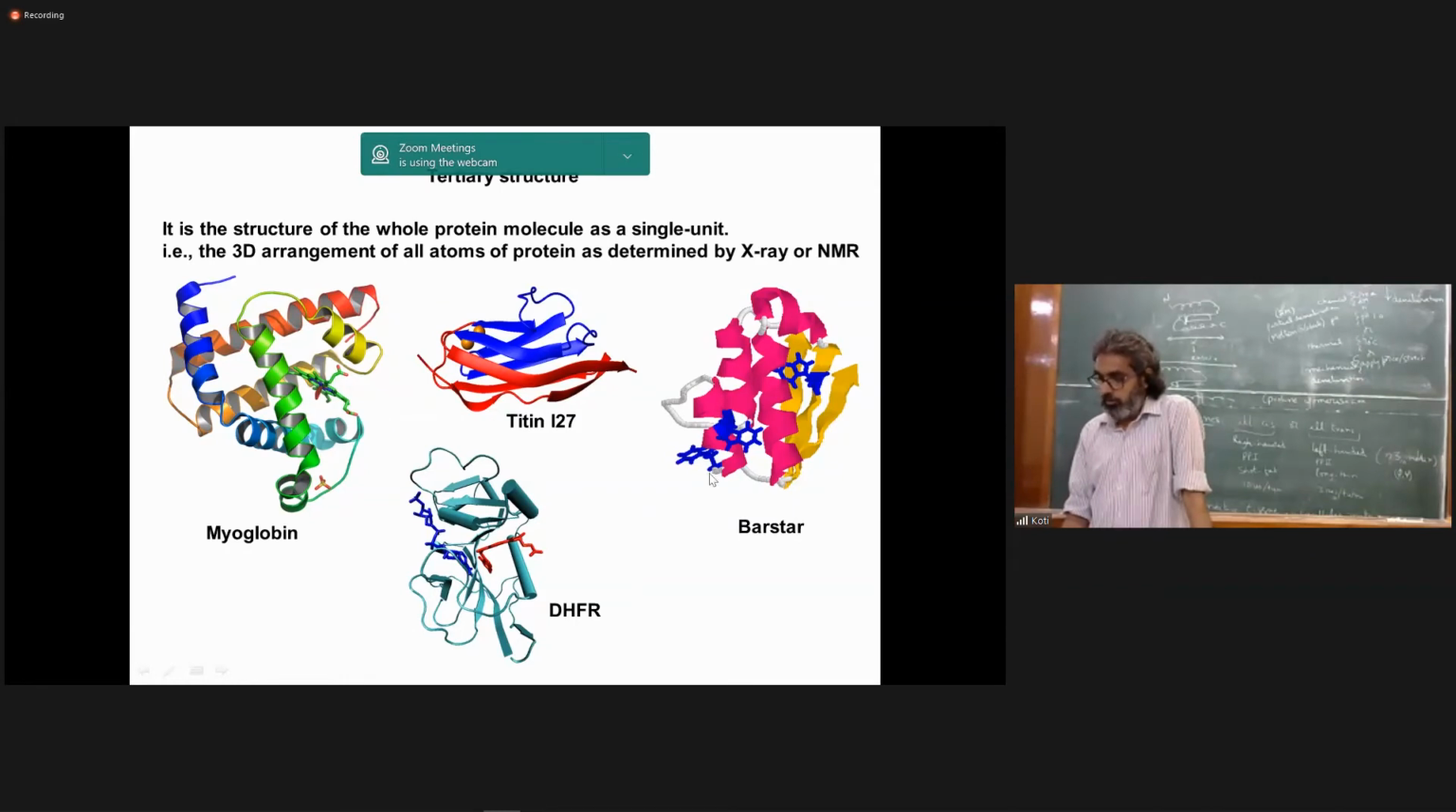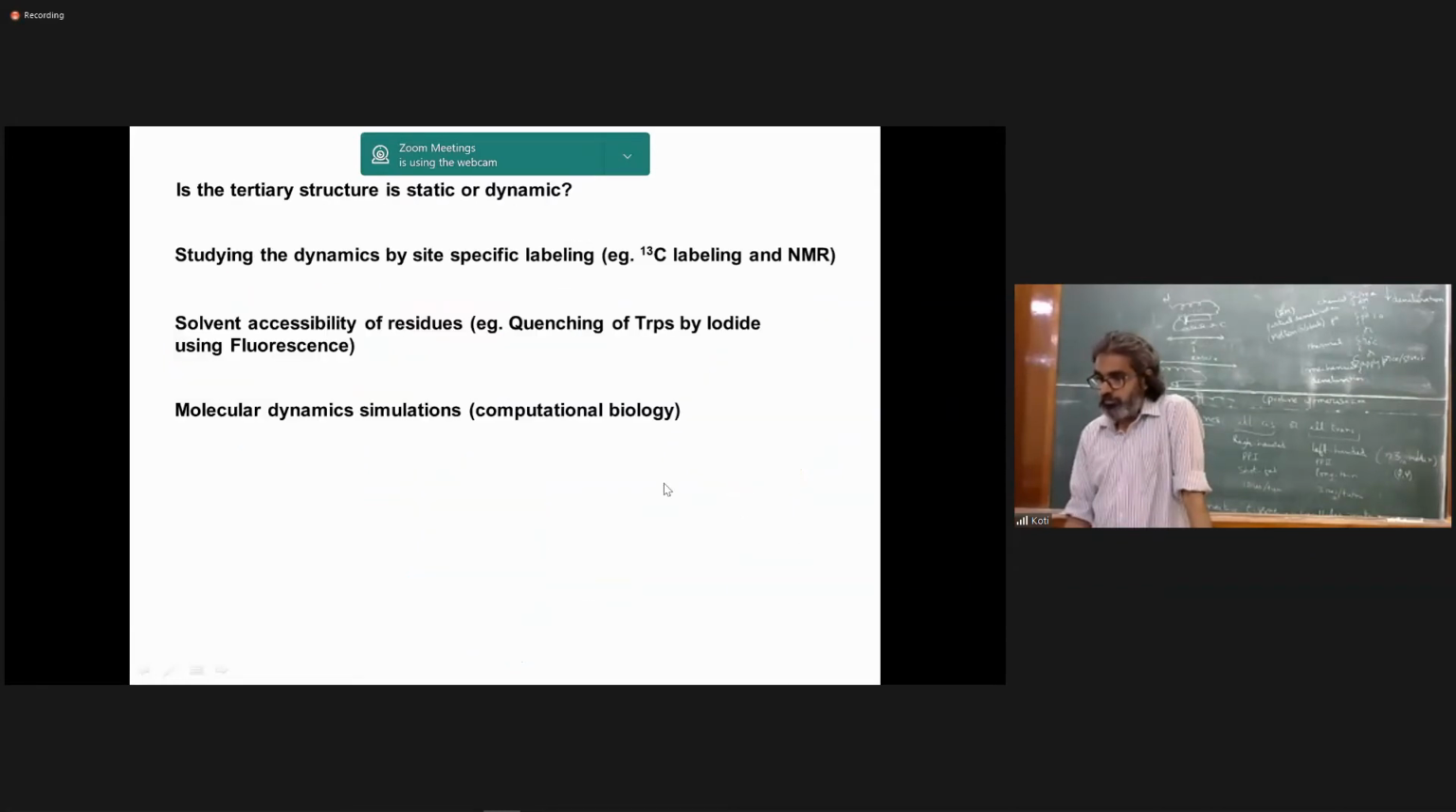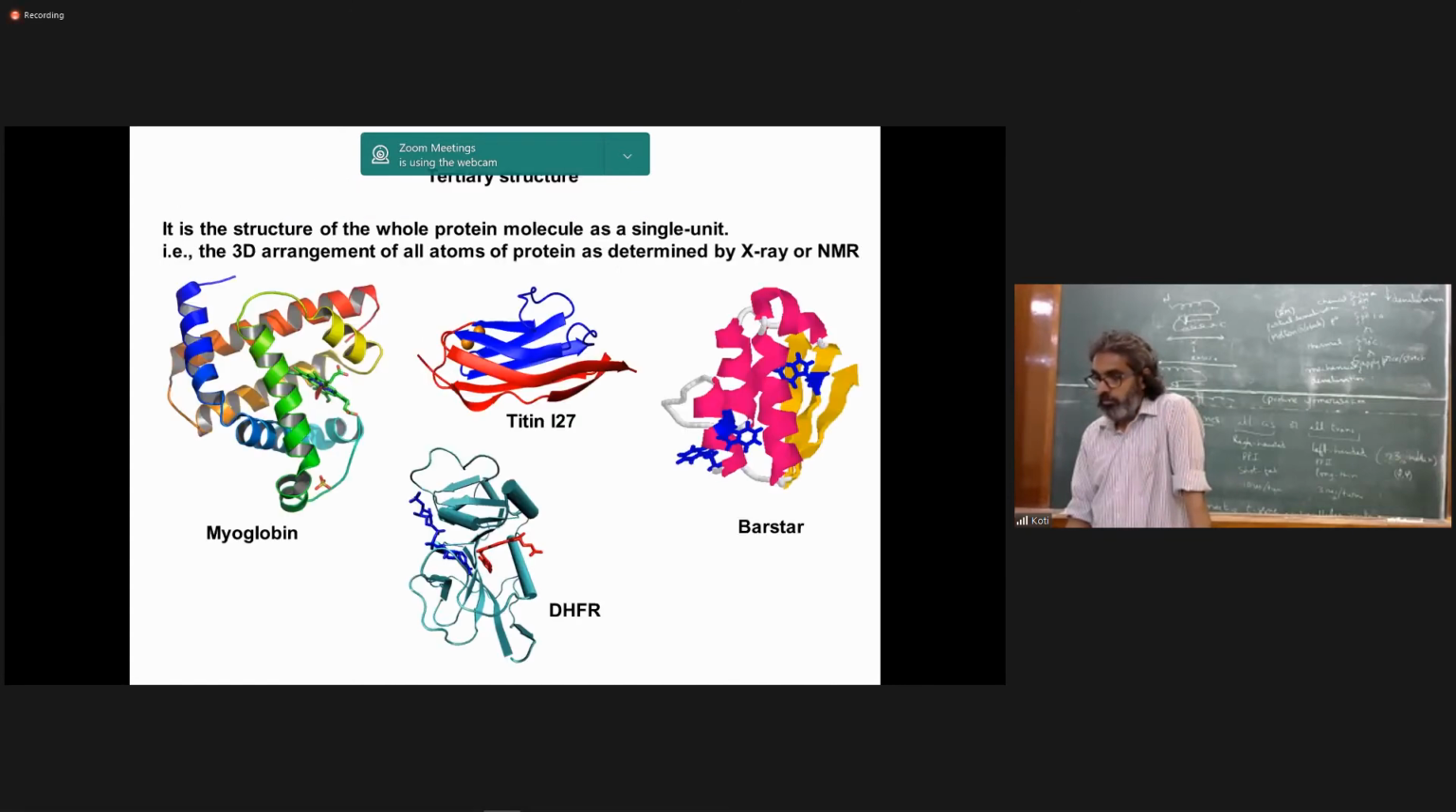Sir, one small question. Sir, how are we measuring, how do we get to know that our secondary, tertiary structure has been changed? Okay, so now you have to really think of tools.